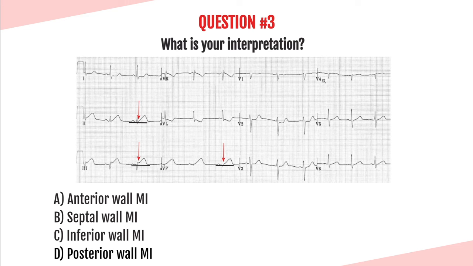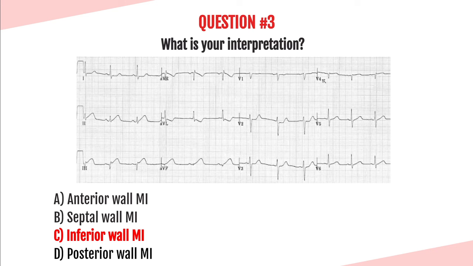And we did see it in actually 3 contiguous leads. It was leads 2, 3, and AVF. So which wall of the heart is this? It is C, the inferior wall of the heart. Again, memorize your leads and walls. 2, 3, and AVF is the inferior wall of your heart.